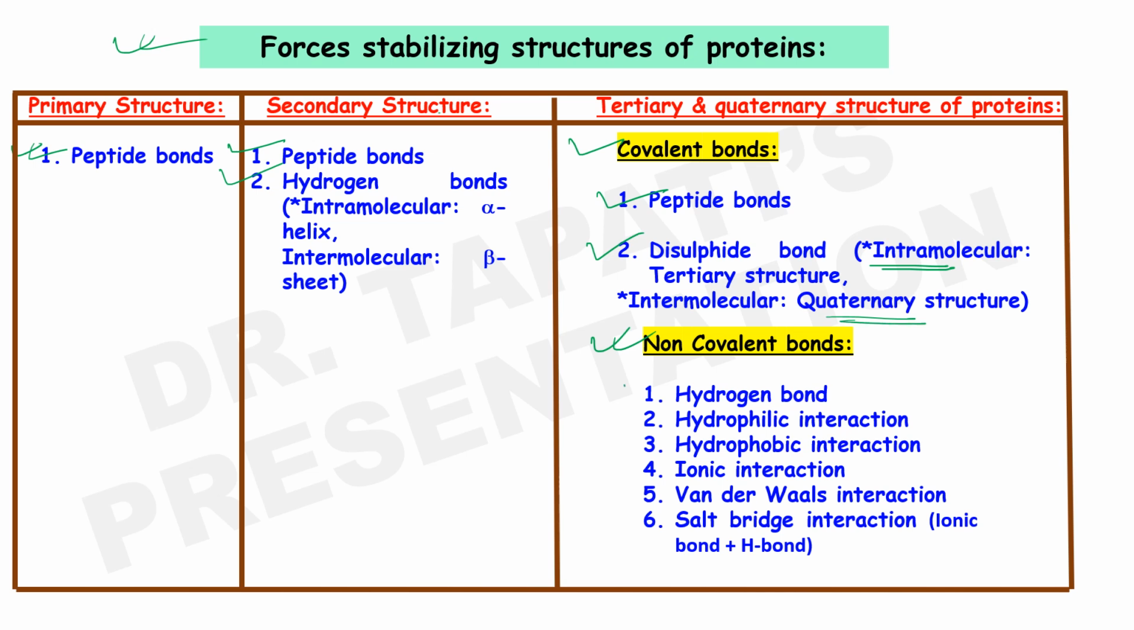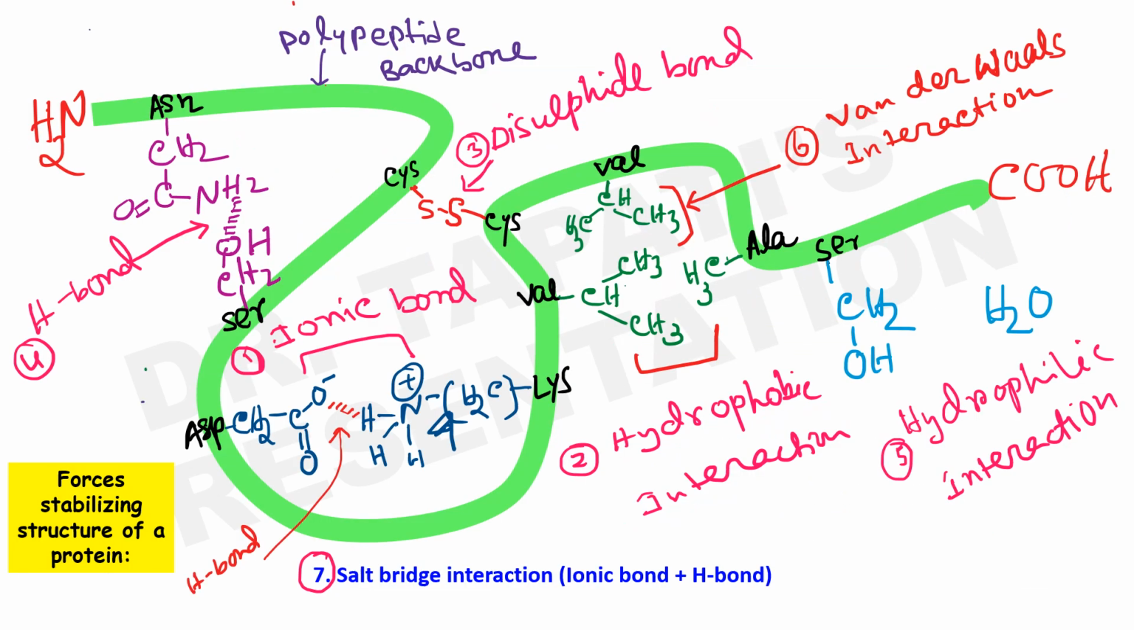Non-covalent bonds are hydrogen bonds, hydrophilic interaction, hydrophobic interaction, ionic interaction, van der Waals interaction, and salt bridge interaction. Salt bridge means ionic bond plus hydrogen bond together. This figure is also showing you forces stabilizing structure of protein.